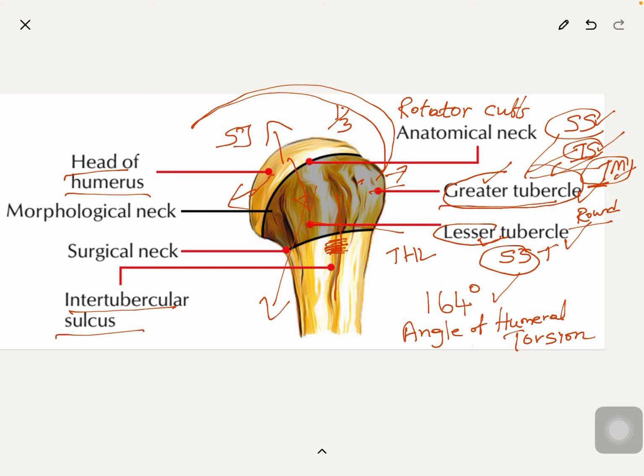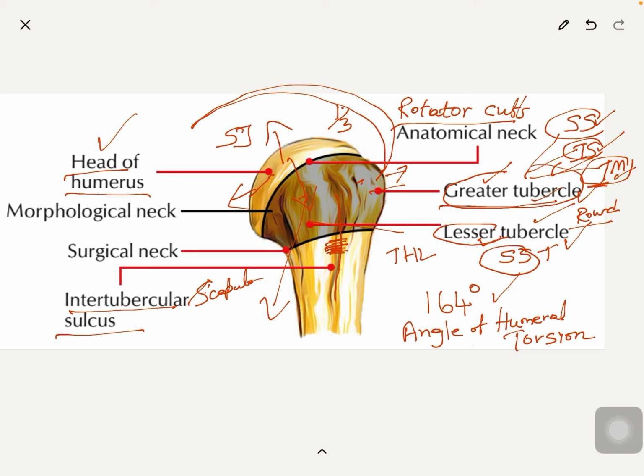You have to understand how it is taking origin. All these four muscles take origin from here. What is the bone? Scapula. So that is the origin of these four muscles. They are inserted into the upper end of the humerus. They form the rotator cuff of the shoulder joint. So we have completed head of the humerus, greater tubercle, lesser tubercle.